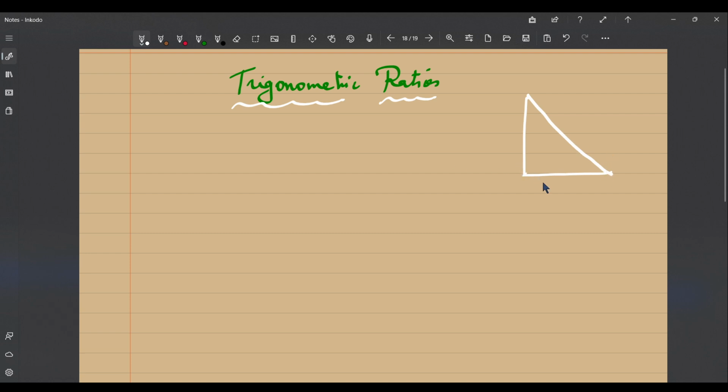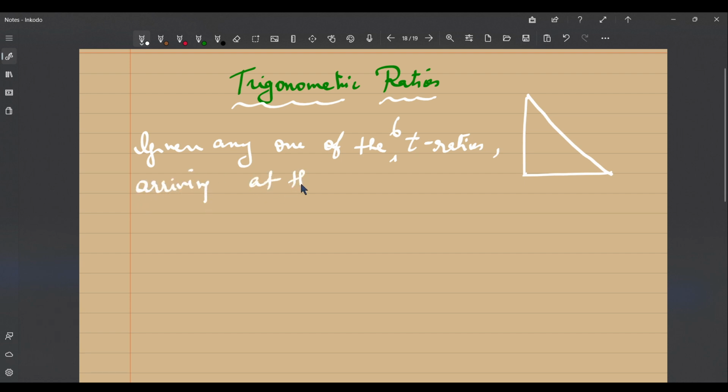And here in this video, we are going to see that given any one of the trigonometric ratios, let me write it as T ratios. T here stands for trigonometric. So, given any one of them, we have 6 of them, isn't it? Given any one of the 6 trigonometric ratios, we will arrive at the other ratios. This is what we are planning to do in this video.